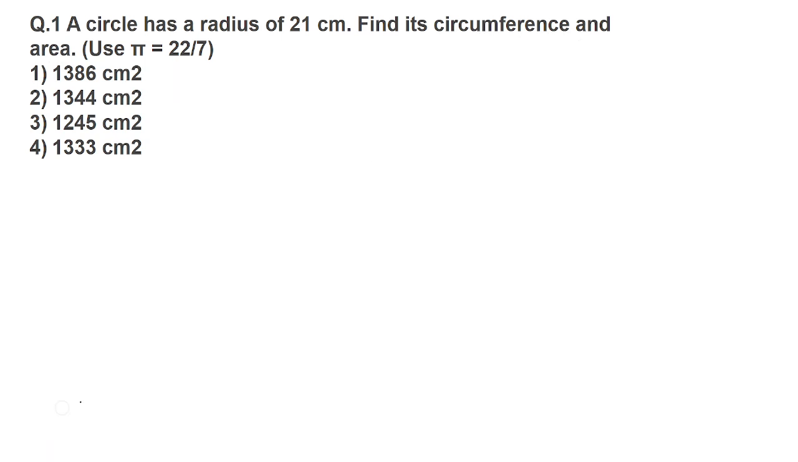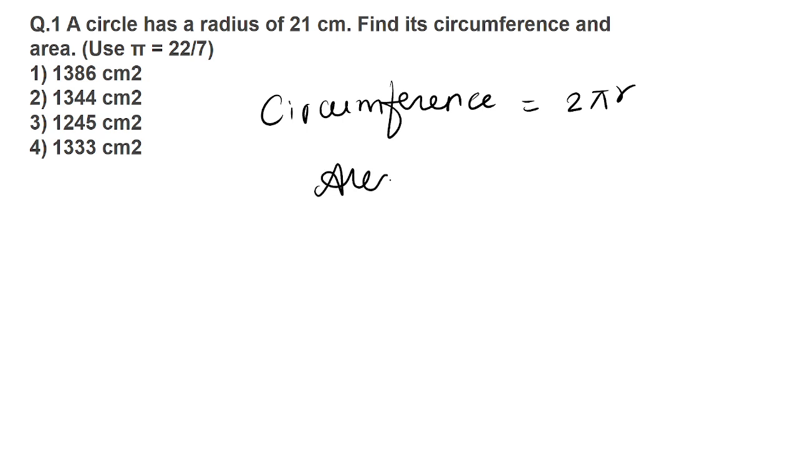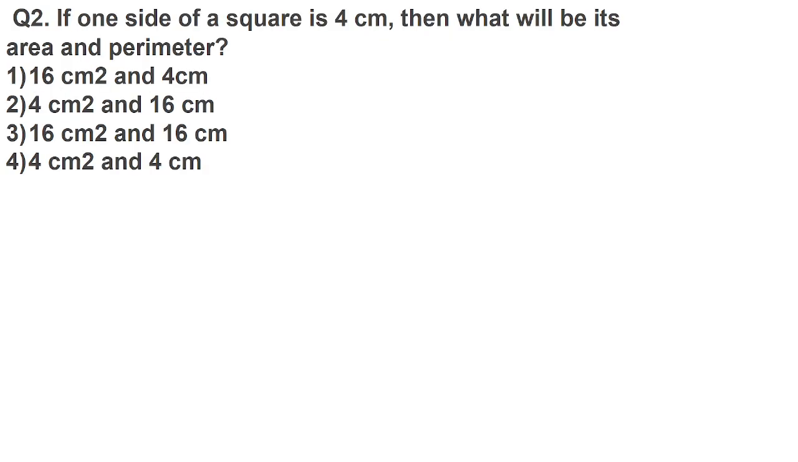So here we have learned two formulas. One is the circumference of the circle, which is equal to 2 pi r, and the area of the circle, which is equal to pi r square. Sometimes the value of pi is not mentioned, but you can simply keep in mind that the value of pi is 22 upon 7.